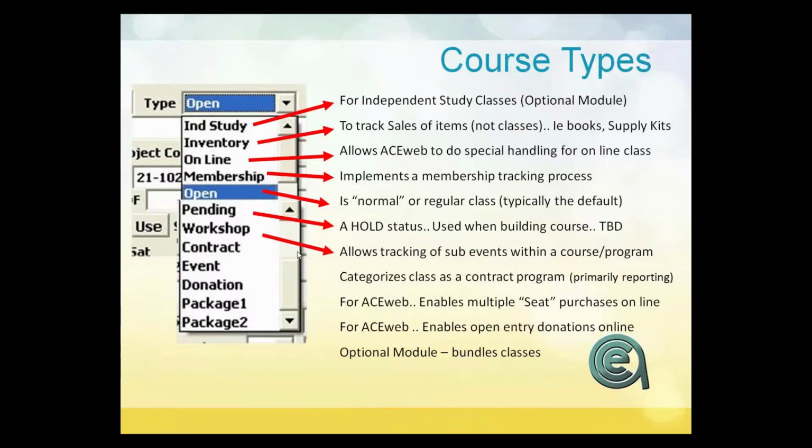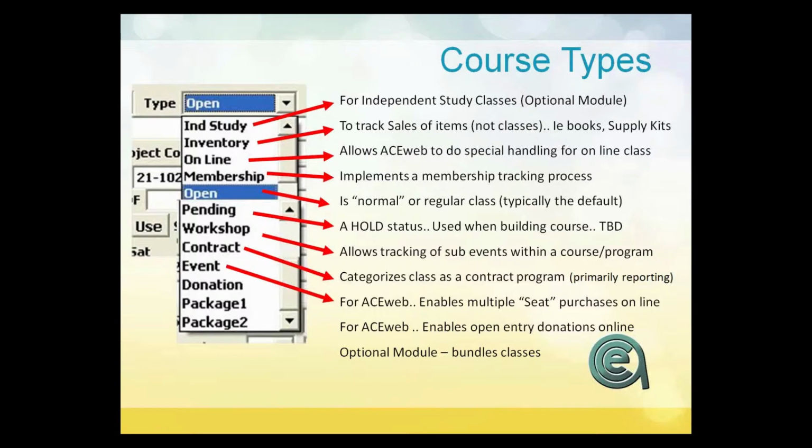A workshop class allows tracking of sub-events. Contract course, again, gives you a way to categorize your course for a contract program. That's an in-house program, typically a private program for a particular company, for those that do business-to-business private training. Workforce particular event program. For ACEware, for student manager, you can always add a multiple seat purchase. We'll talk about that in registration.